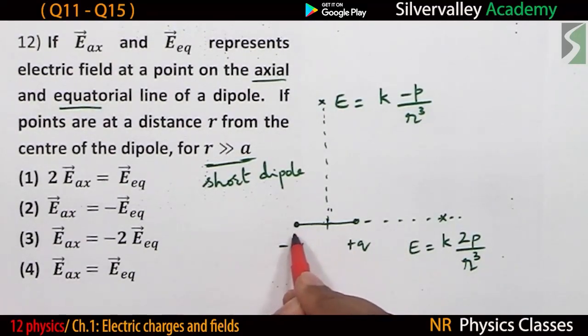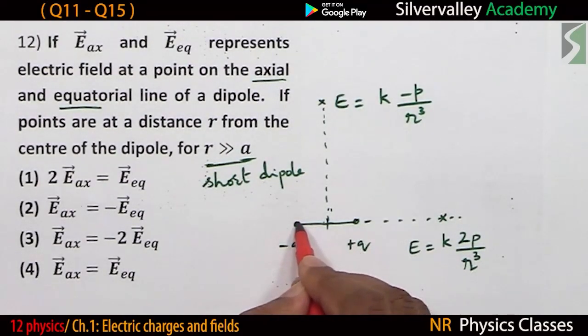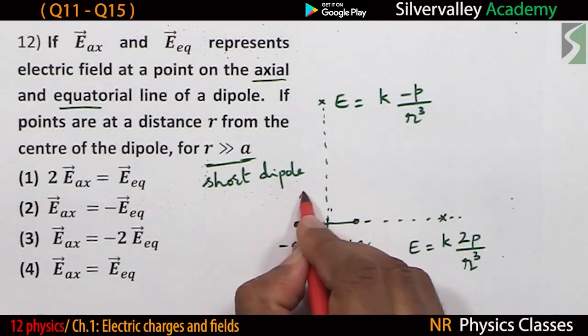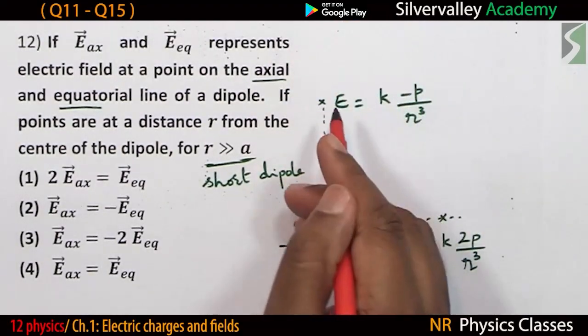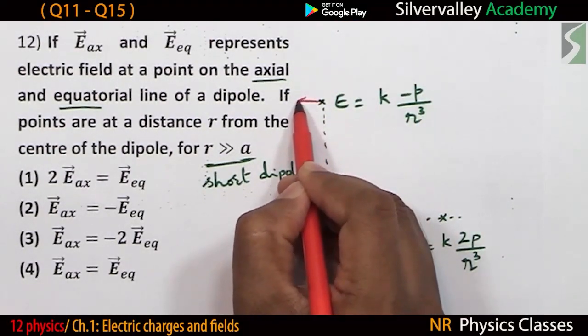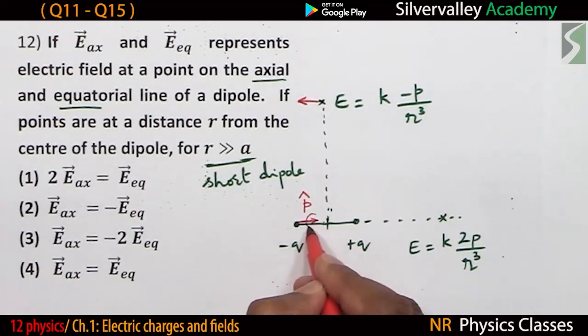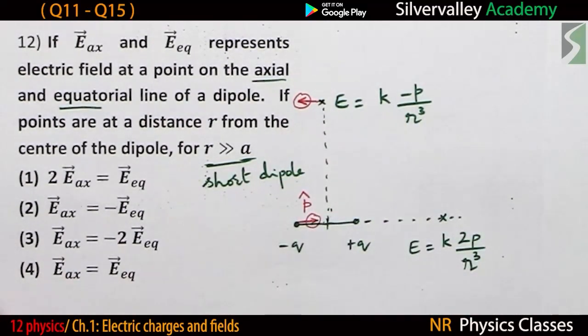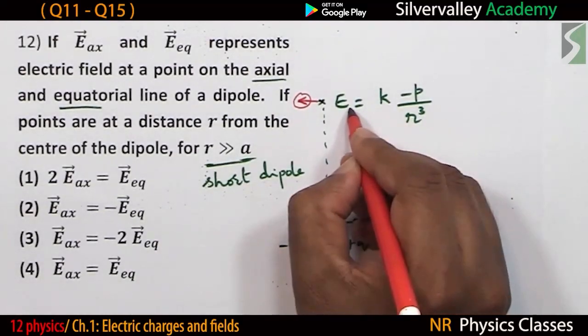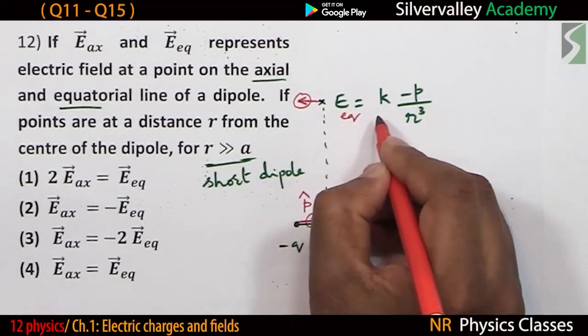Direction of dipole moment is from minus q to plus q. So this is p cap. And the direction of electric field at this point on the equatorial plane is opposite. So these two are in the opposite directions. Therefore, this negative sign. Okay. And this is electric field at a point on the axis. This is electric field at a point on the equatorial plane.